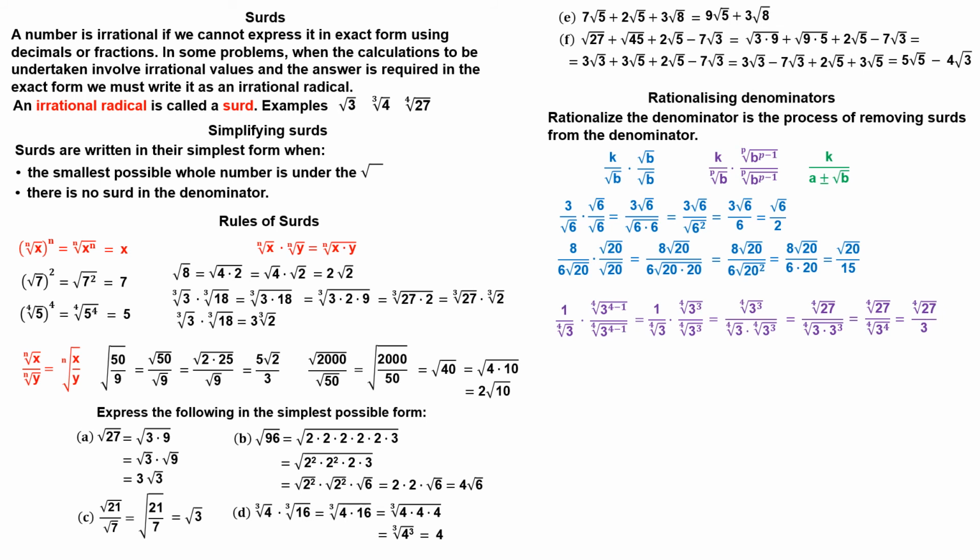Another example, 21 over the cube root of 7. Multiply the numerator and denominator by the cube root of 7 raised to the power of 3 minus 1. Simplify.